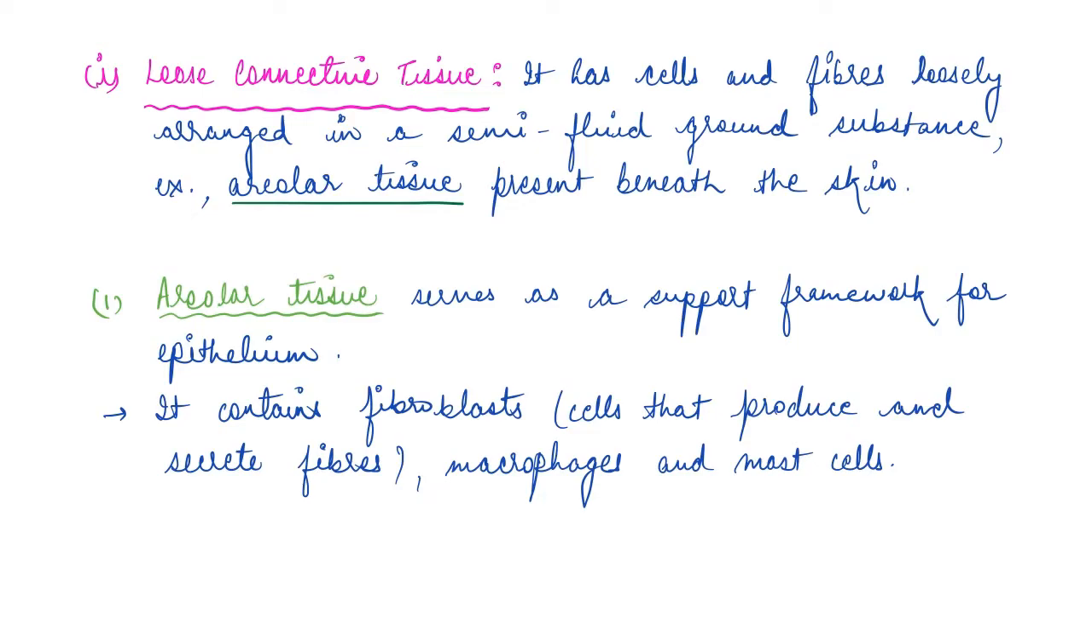So let's start off with the areolar tissue. The areolar tissue serves as a support framework for epithelium, the skin, the outermost layer of our body, which is made up of epithelium. The areolar tissue is present just beneath the skin and it provides support to the skin. It contains fibroblasts, which are the cells that produce and secrete fibers, and that is why they are named fibroblasts. It contains fibroblasts, macrophages, and mast cells.